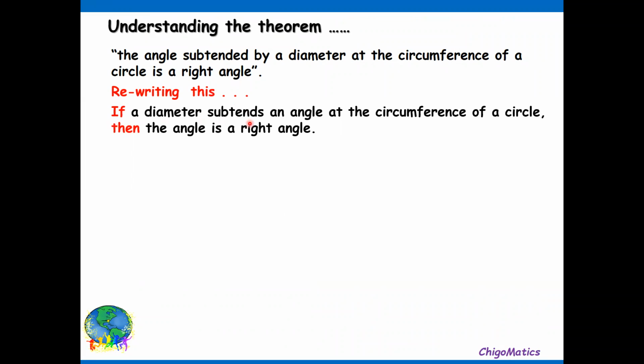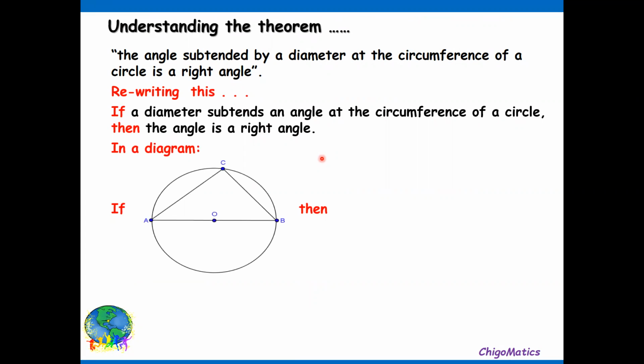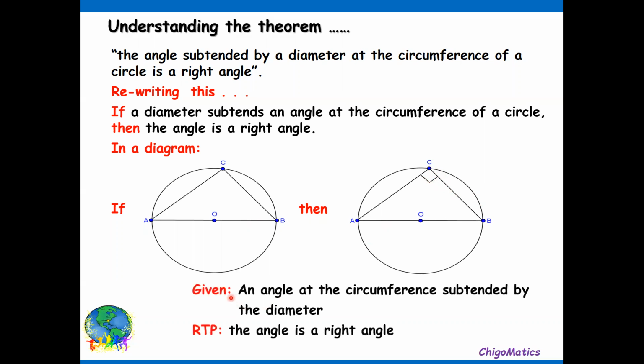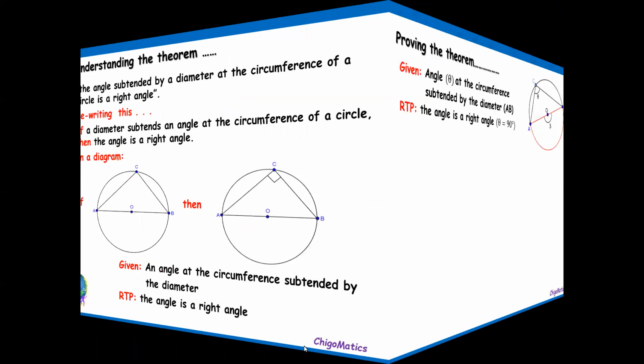Let us write it in the if-then form so that you can identify the hypothesis and the conclusion. If a diameter subtends an angle at the circumference of a circle, then the angle is a right angle. In a diagram, we have the circle subtending angle C through the diameter AB. Then that angle is an angle of 90 degrees. So the given represents the hypothesis. The required to prove is the conclusion.